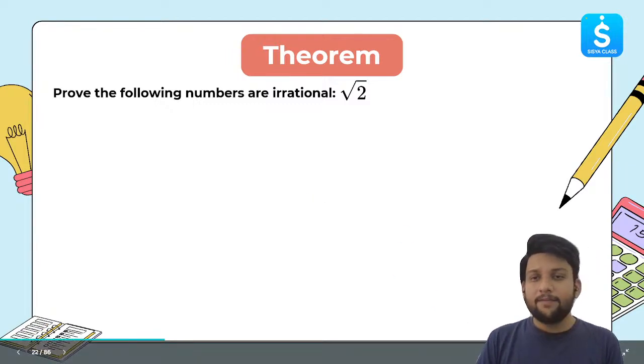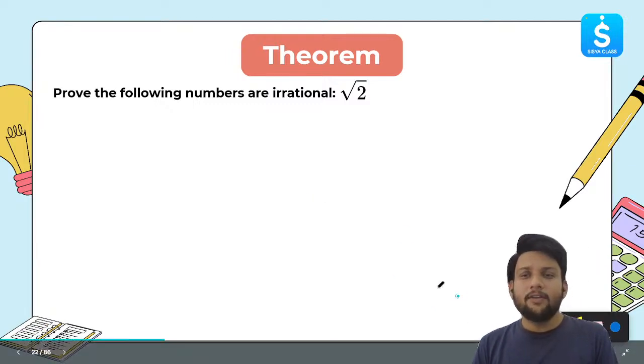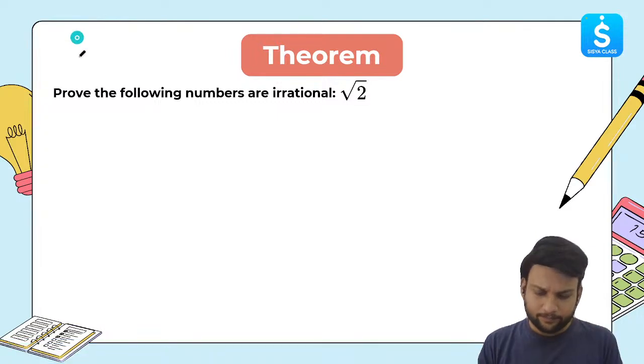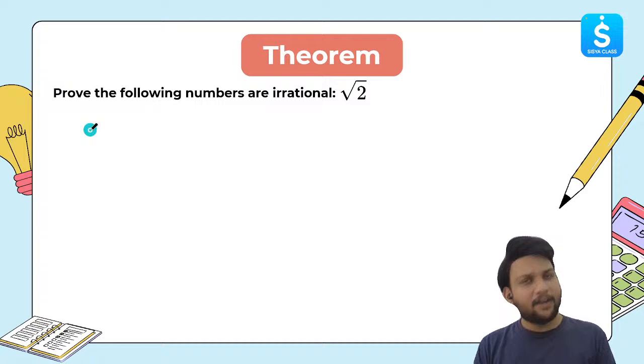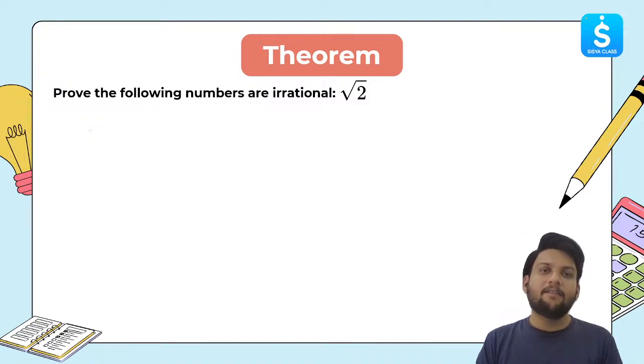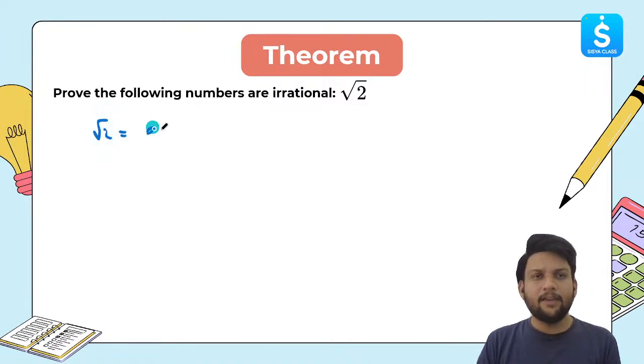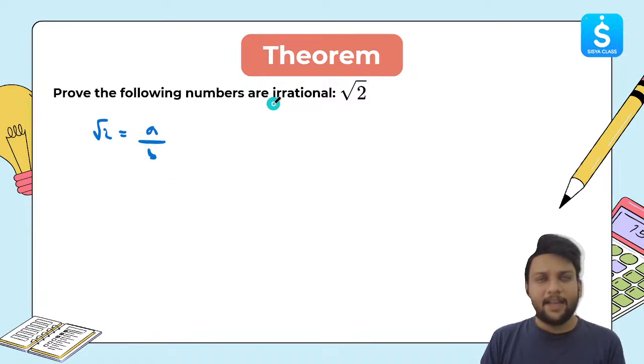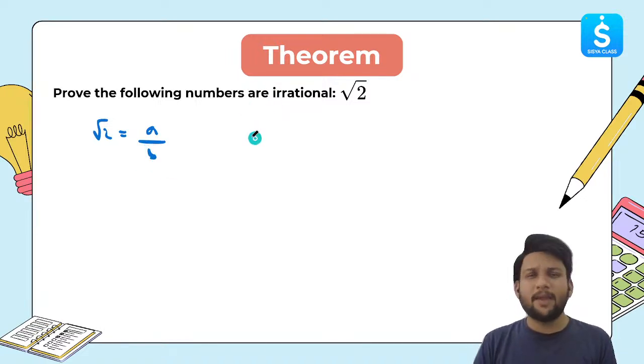So, for example, let's take root 2. What will I assume? We have to prove that it is irrational, but I will go otherwise. I will assume root 2 is rational. So I can write root 2 as a by b. Why? Of course, because any rational number can be expressed in the form of p by q or a by b.